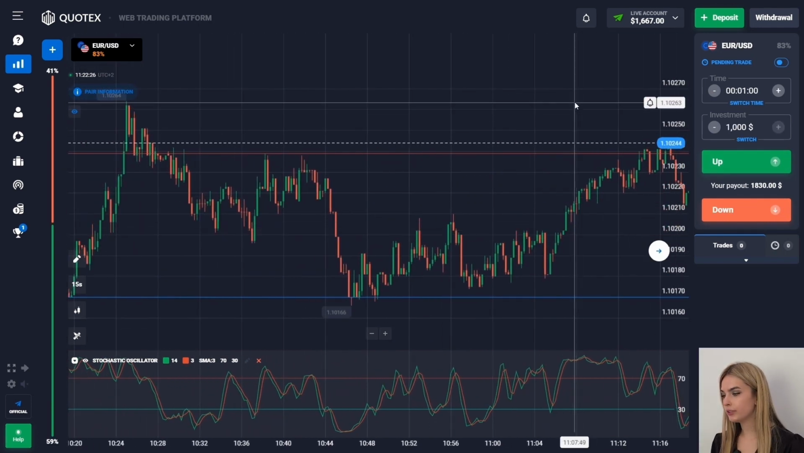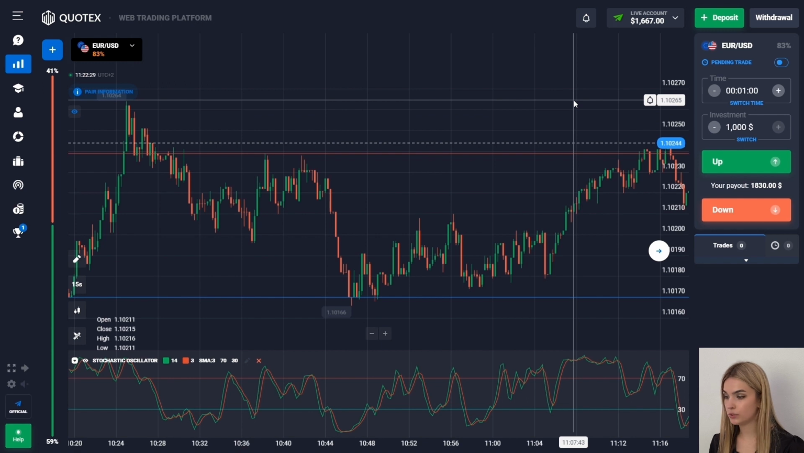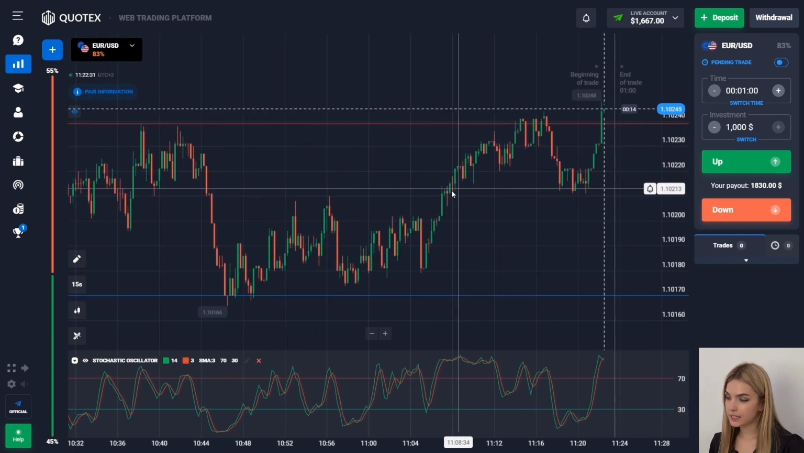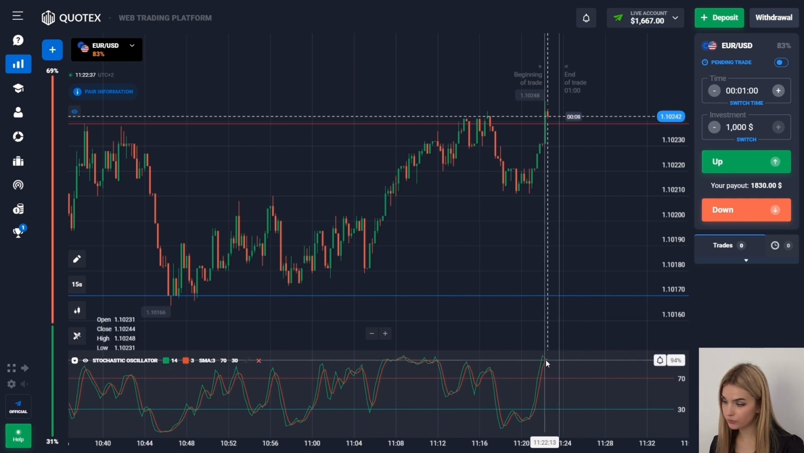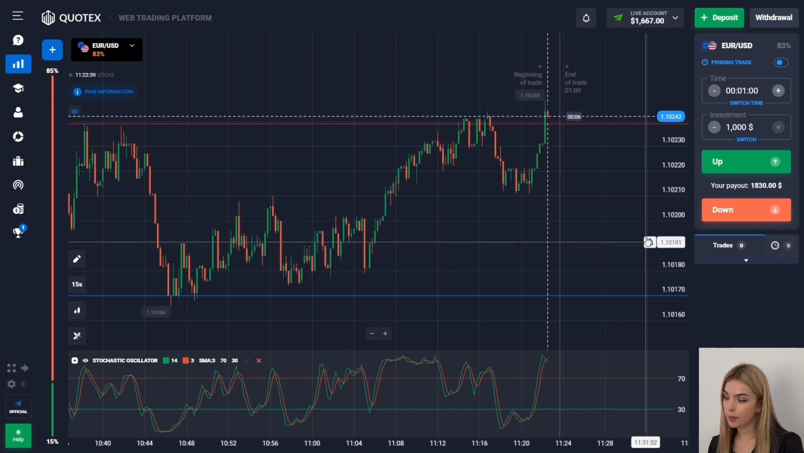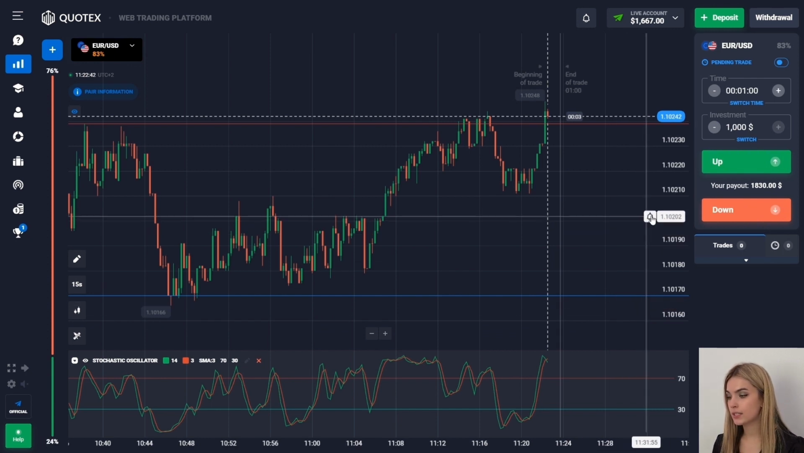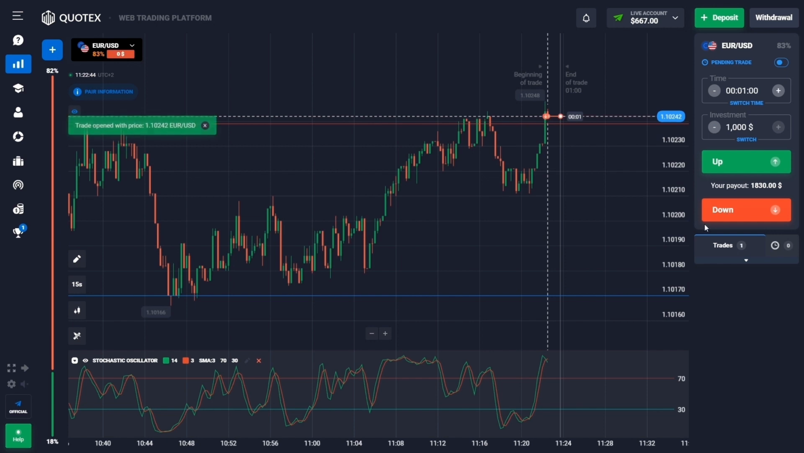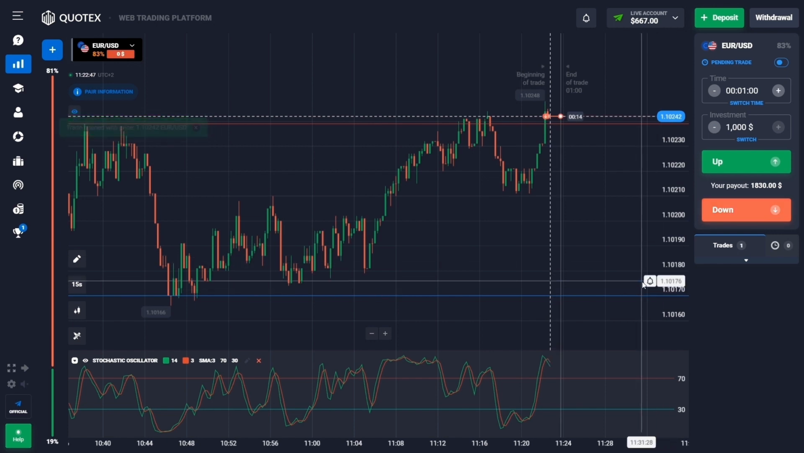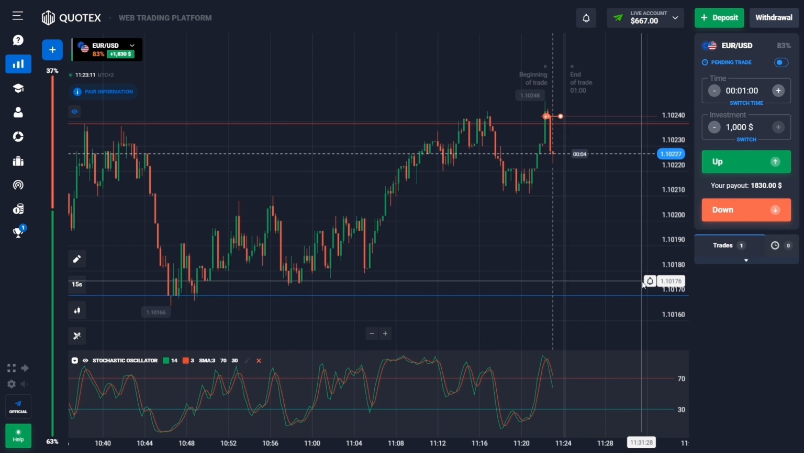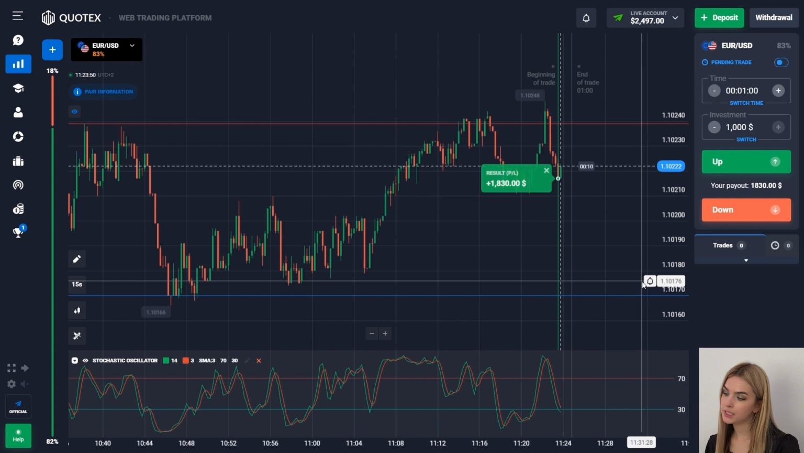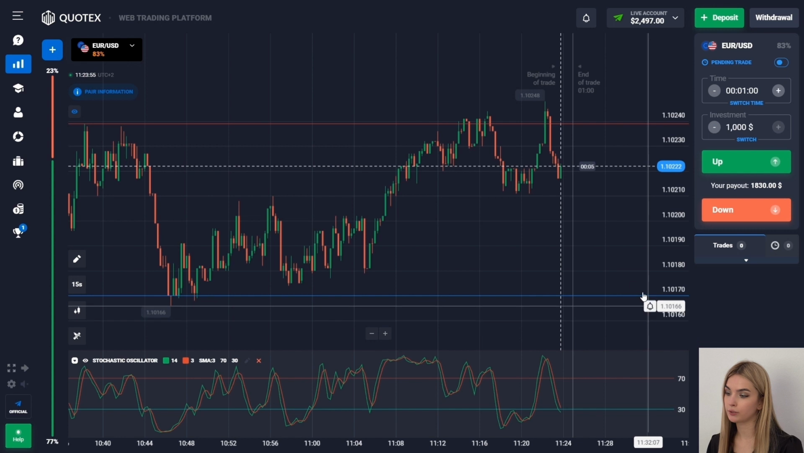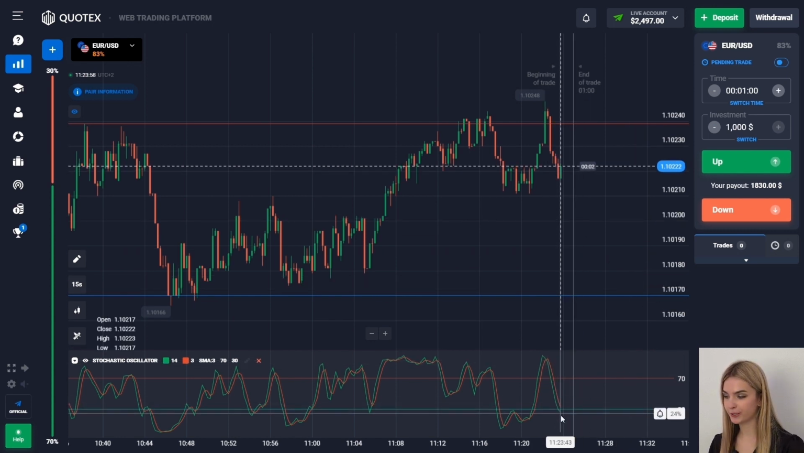Let's select the next entry point, guys. Since we have come to the resistance level, the stochastic oscillator is in the 70-100 zone. There was an intersection of the orange and green lines on it. It's time to open a deal. In short, I will open a deal with $1,000 for 1 minute. Alright, after a while we see that the price has rolled back from the resistance level. The curves of the stochastic have reached the level of 30, and now the deal closed with a profit.